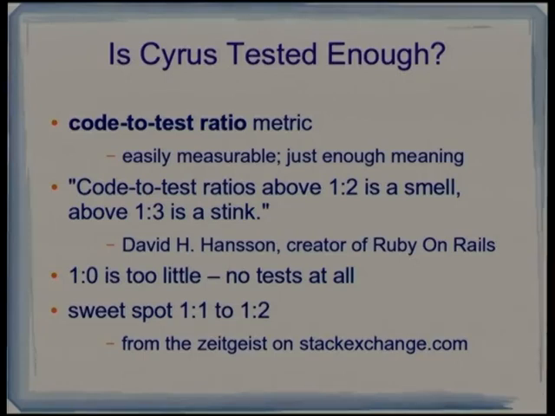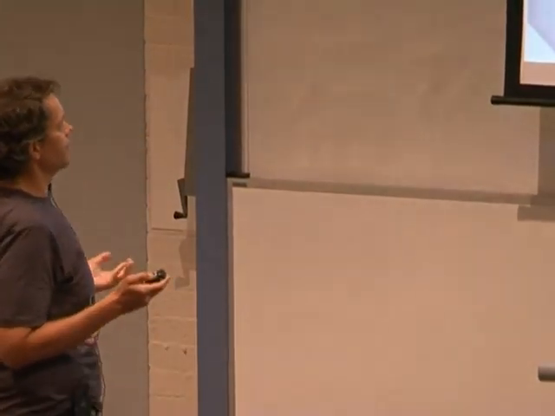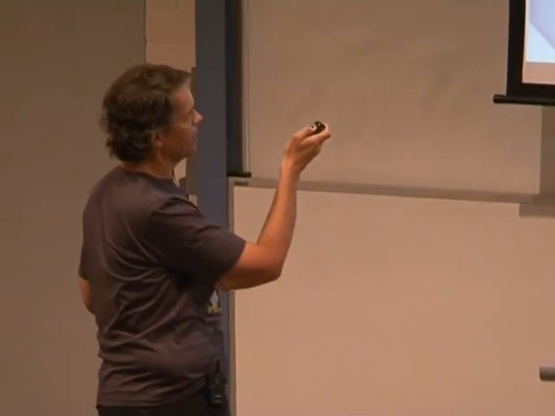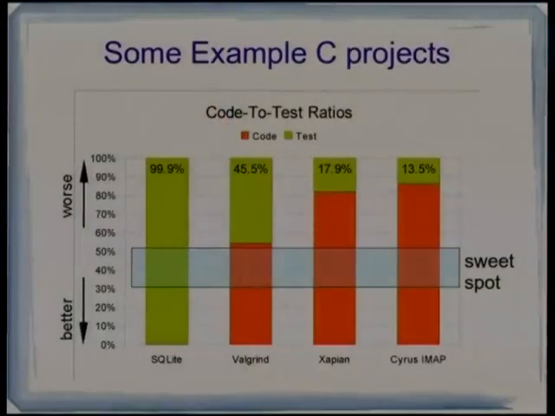There are some people out there, including some really famous people, who have an idea of what's too much of a ratio, too little of a ratio. So a 1-to-2 ratio in this thing means you've got twice as much test code in terms of lines as you do actual real code. That sounds like it's too much. And this is a guy talking about Ruby code, where if you believe all the stuff that people say about Ruby, you need fewer tests than C. 1-to-0 is too little. So let's look at some actual live projects.